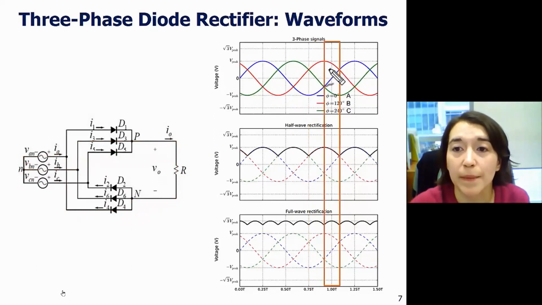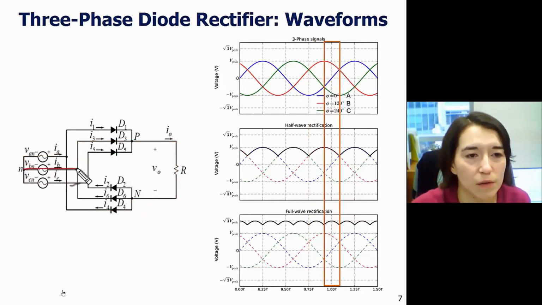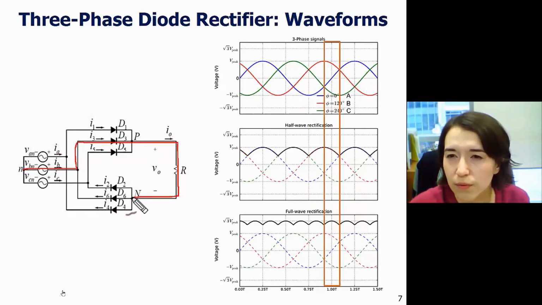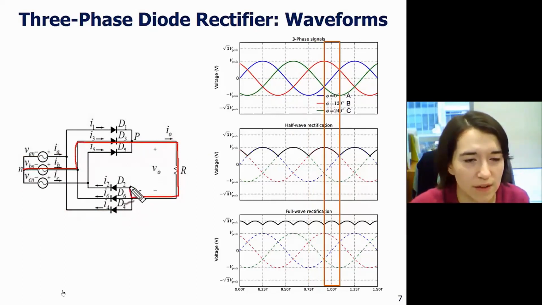Here again, B is the highest, but this time C is the lowest, so B is the highest, current's going to go through here, go through D3 again, and then we're going to go through to C being the lowest, 1, 2, A, B, C, which is here. So diode 2, and go through here, and then come out here. So current flow goes this way.